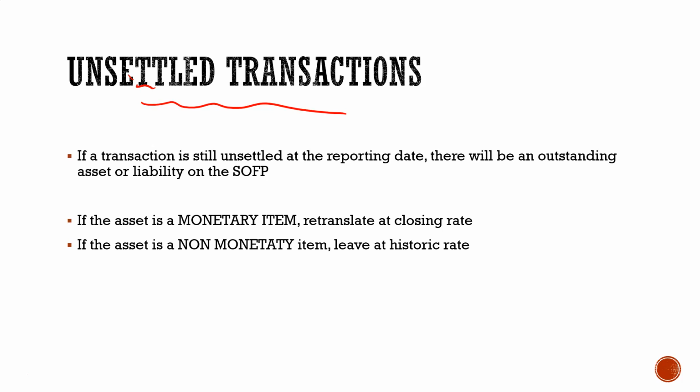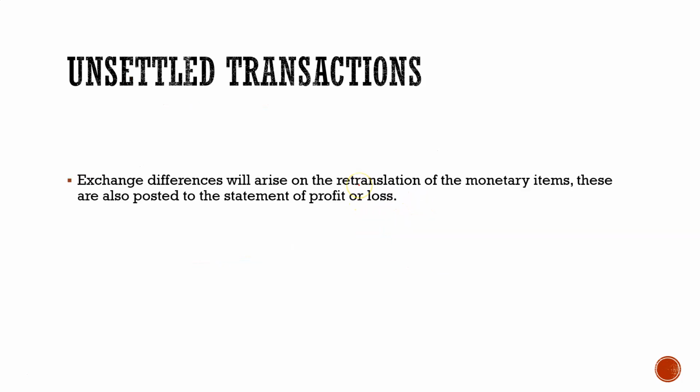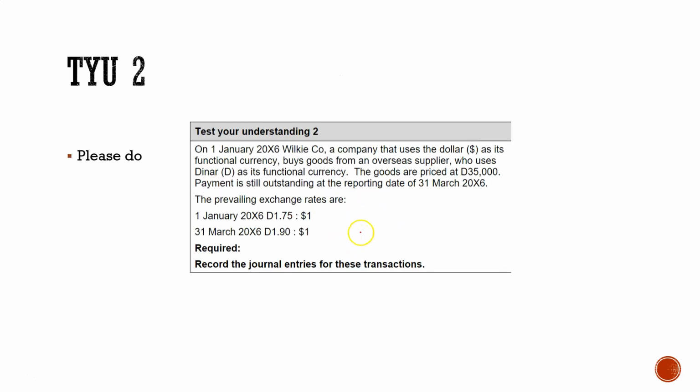The argument simply becomes, what do we do? Well, it depends on the nature of the item. If it's a monetary item, we retranslate, and if it's a non-monetary item, we leave it alone. We don't do anything about it. That's the principle according to the standard. And again, of course, these movements go to P&L. That's what we're literally saying.